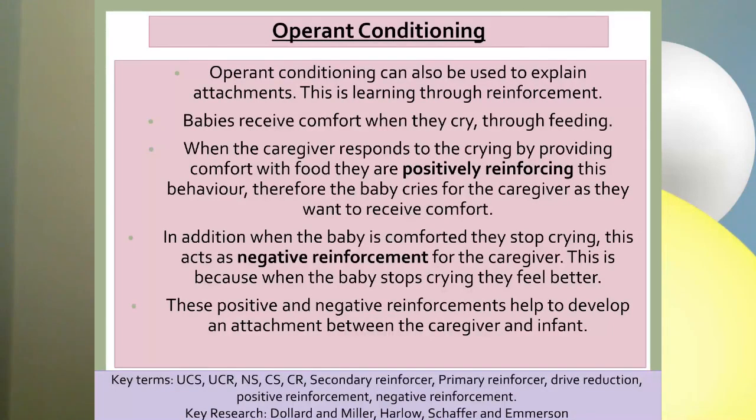So operant conditioning is learning through reinforcement. Babies receive comfort when they cry because they get fed. That's just one example. There's lots of other reasons why they could receive comfort or ways in which they can receive comfort, but I'll focus on food. When the caregiver responds to this and they give the infant comfort, they positively reinforce that behaviour. So now a baby knows that if it cries, it's going to get comfort.